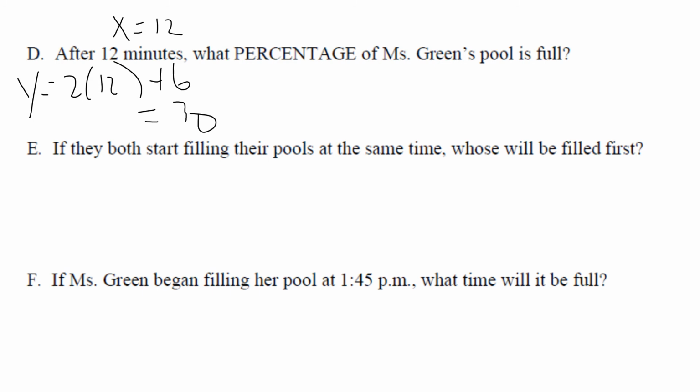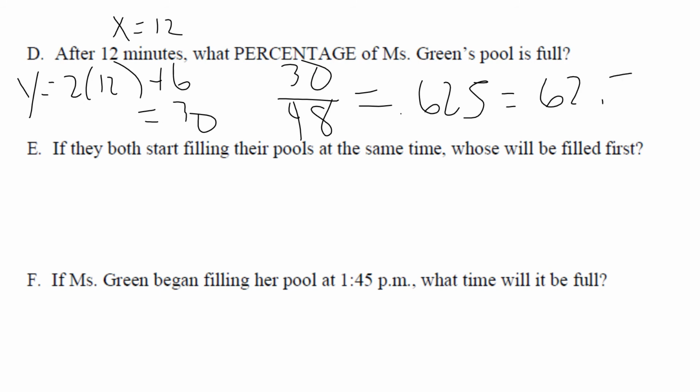What percentage of her pool is full? A percentage is always the part over the whole. So 30 inches are currently filled. The whole is how much water fills her pool to begin with, and remember, it's 4 feet, but more specifically for us, it's 48 inches. 30 divided by 48, you're going to get 0.625. Of course, to make that a percentage, you move the decimal point 2 places to the right, which means her pool will be 62.5% full after 12 minutes.